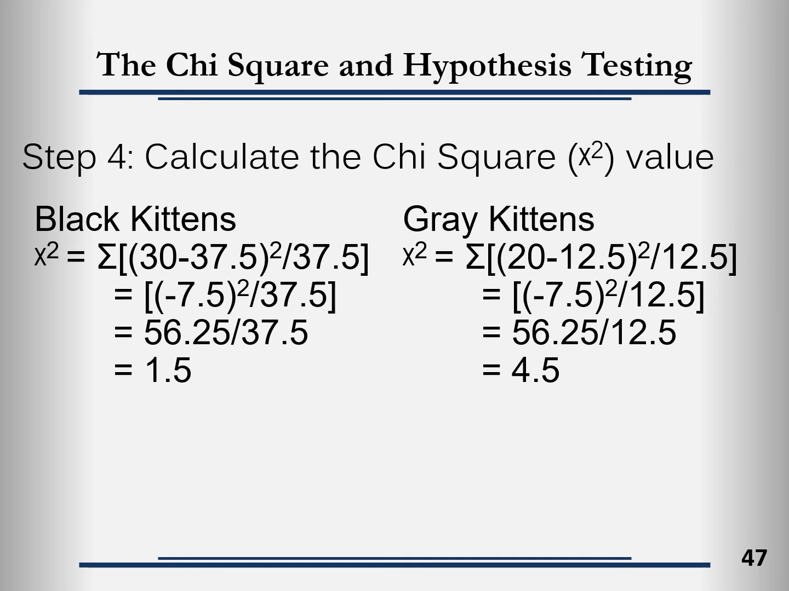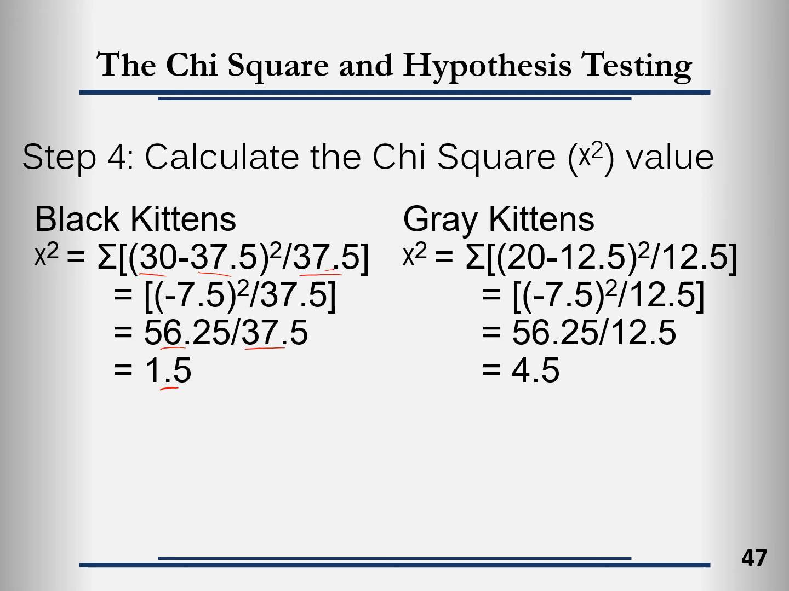So, we observed 30 black kittens. We expected 37.5. We square that number. We divide by 37.5. So 30 minus 37.5 is negative 7.5. When you square that, you get 56.25. Divided by 37.5, you get 1.5.